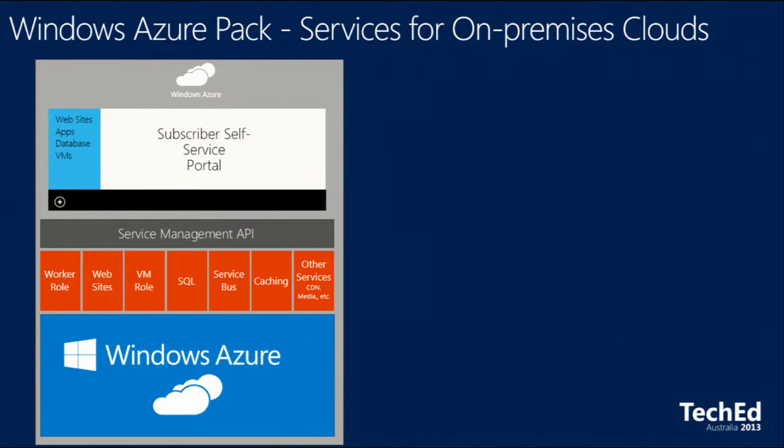So if you look at how Windows Azure is built, it's built of what you call the Windows Azure fabric underneath. On top of it, you've got the various cloud services, your websites, your VMs, SQL, service bus, caching, those kinds of things. On top of that, you've got a service management API. And then on top of that, you've got the service management portal. And that portal is basically where you do all your interactions with Windows Azure. And that portal is basically a stateless thing. Everything goes through the API, talks to those services, and is provisioned.